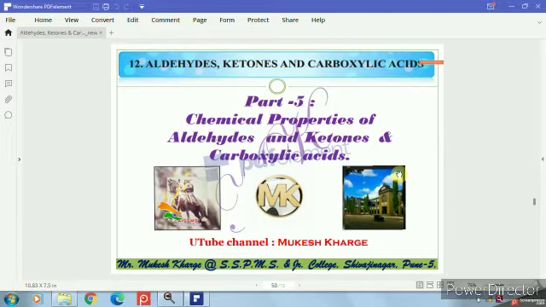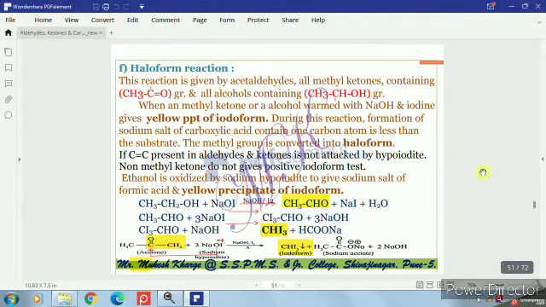Let us discuss the next part, number 5, chemical properties of aldehydes, ketones and carboxylic acids. So let us see the first reaction, the haloform reaction. This reaction is given by acetaldehyde, CH3CHO.